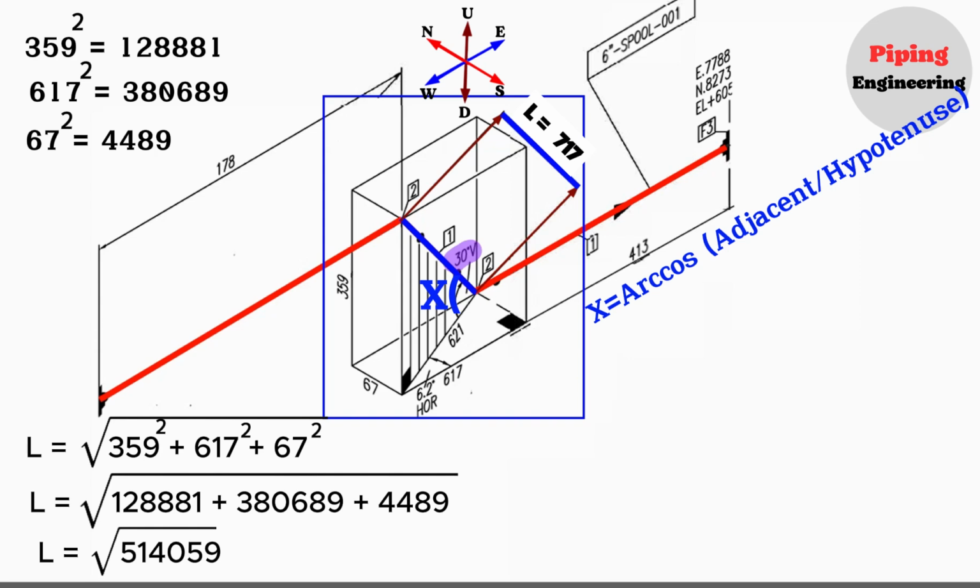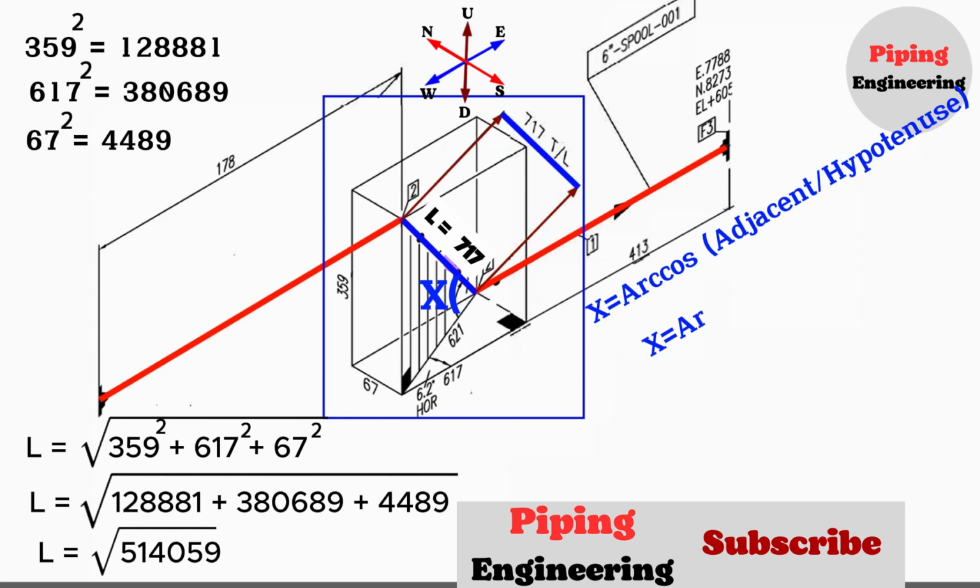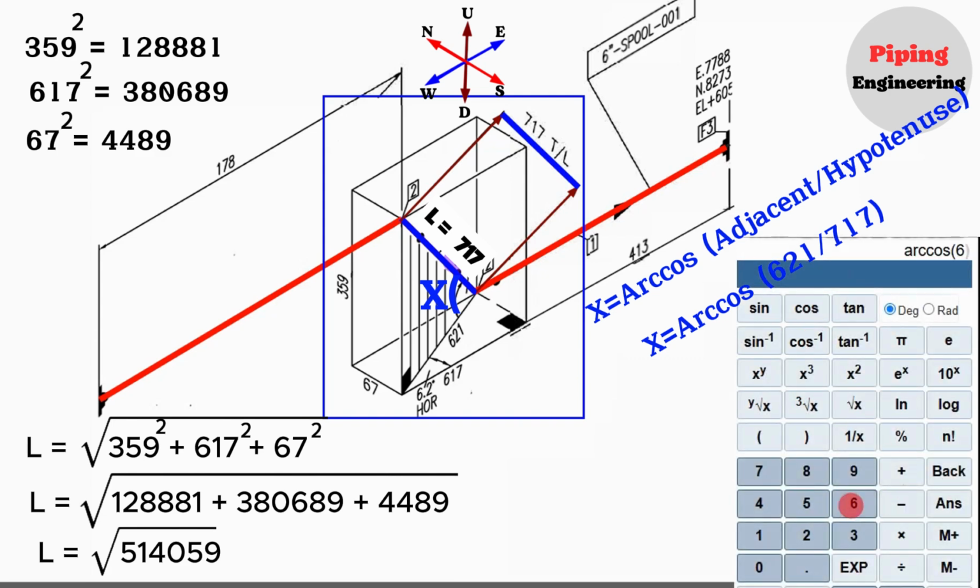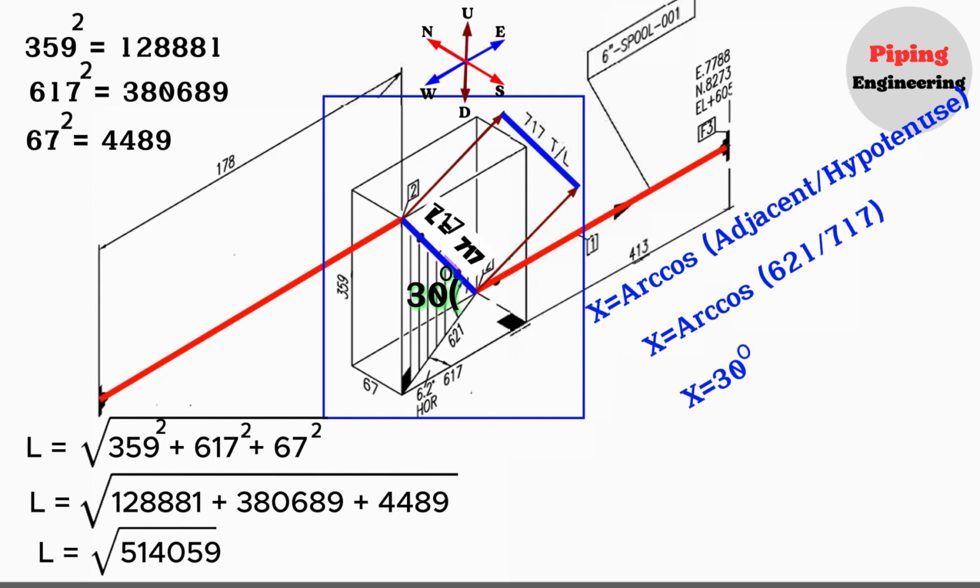In the right triangle formed by these dashed lines, the adjacent side is shown as 621 millimeters, and the hypotenuse is shown as 717 millimeters. We substitute the dimensions from the isometric drawing into the formula and proceed with the calculation. The angle x will be equal to the arccosine of 621 divided by 717. Using a scientific calculator, we find that the arccosine of 621 divided by 717 equals approximately 30 degrees. So, in this production isometric drawing, the 30-degree elbow size is correct.